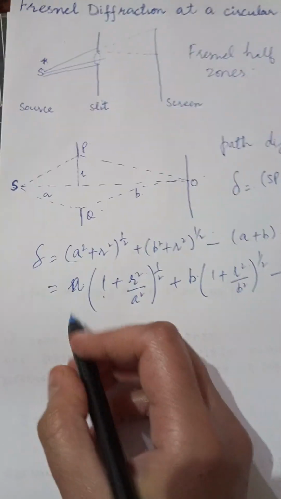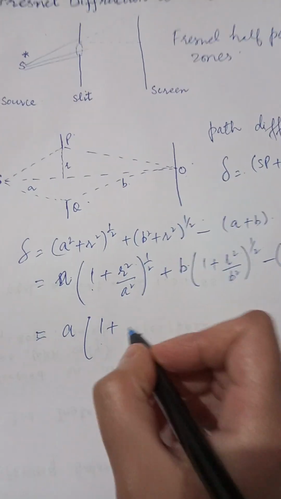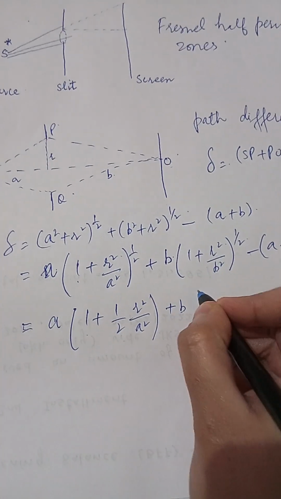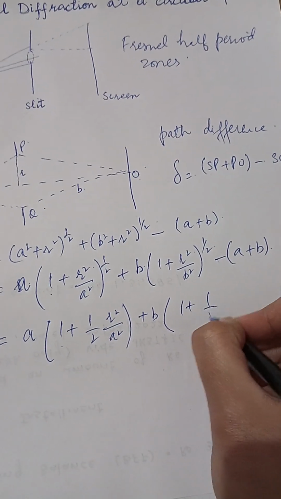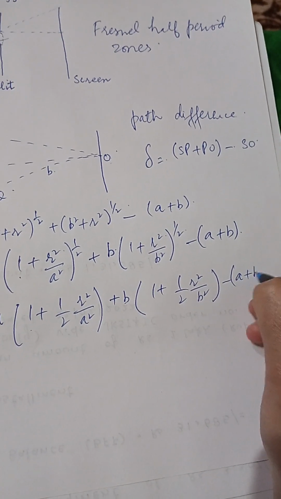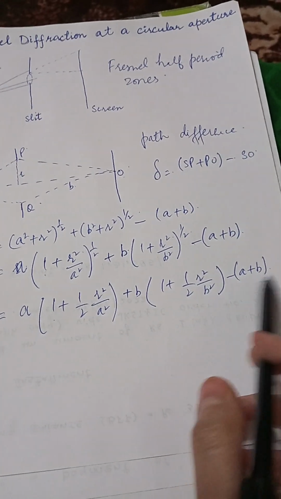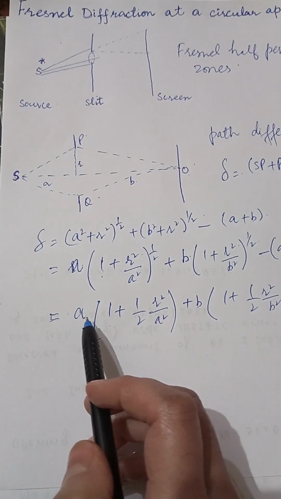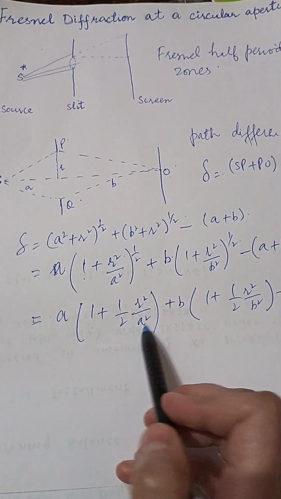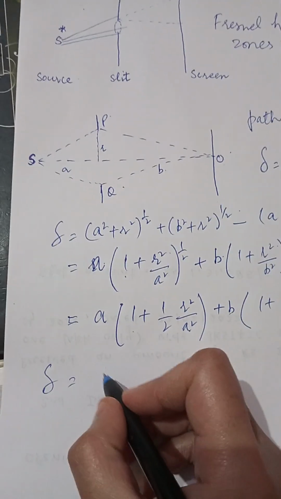Now we can use the binomial theorem to expand it. So 1 plus 1 by 2 r square by a square, times a, plus b times 1 plus 1 by 2 r square by b square, and then we have minus a plus b. Once you take this a plus b, it will get cancelled with this minus a plus b. So we are left with the second term here and the second term here. One of the a's will get cancelled, and one of the b's will get cancelled. So you are left with, delta is equal to how much?